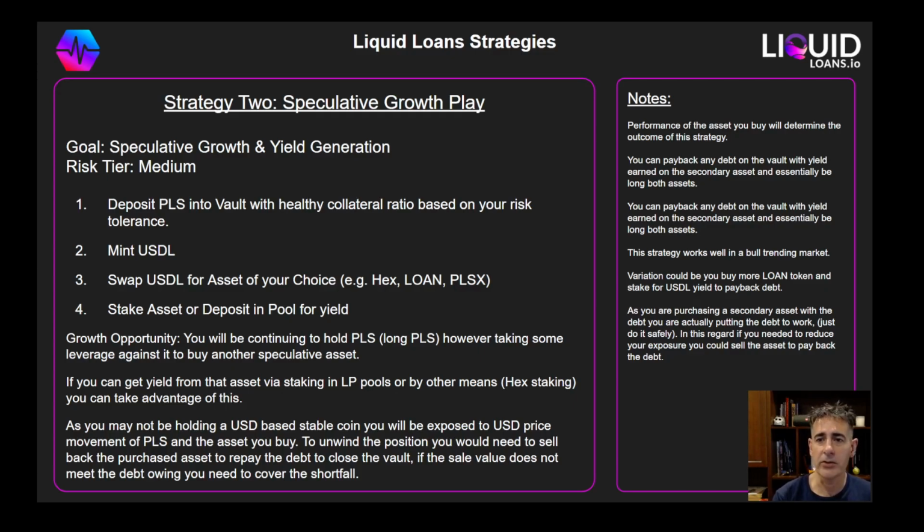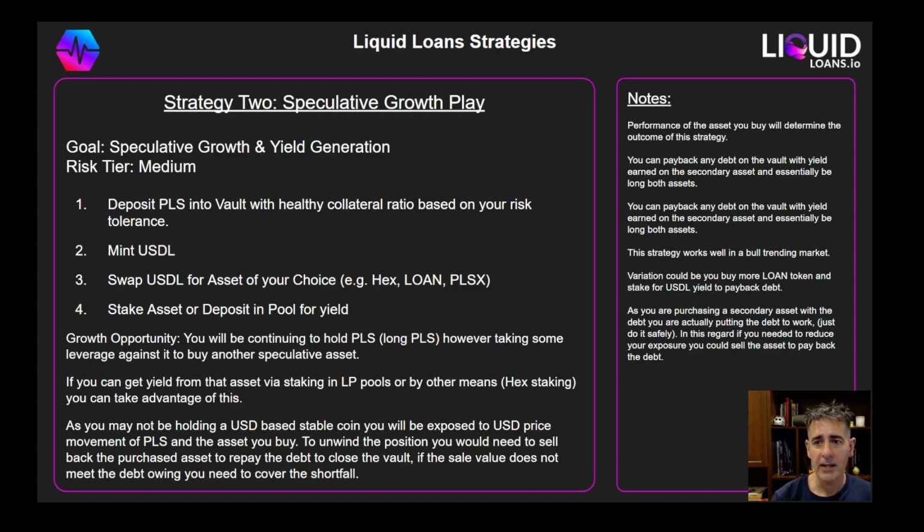Let's have a look at some of our notes. So the performance of the asset you buy will determine the outcome of this strategy. Well, that's pretty straightforward. If you go buy Doge 2.0 and it gets rugged, that's a different scenario to if you go buy Hex and you're getting some yield off it, and so totally different strategy. So you'd have to adjust your vault accordingly.